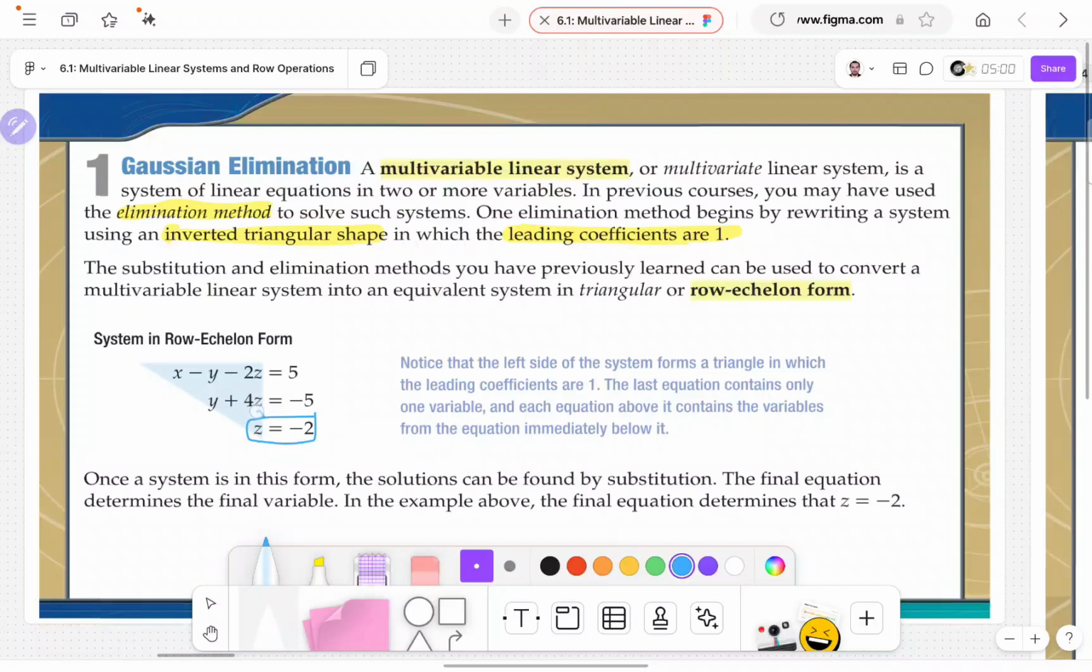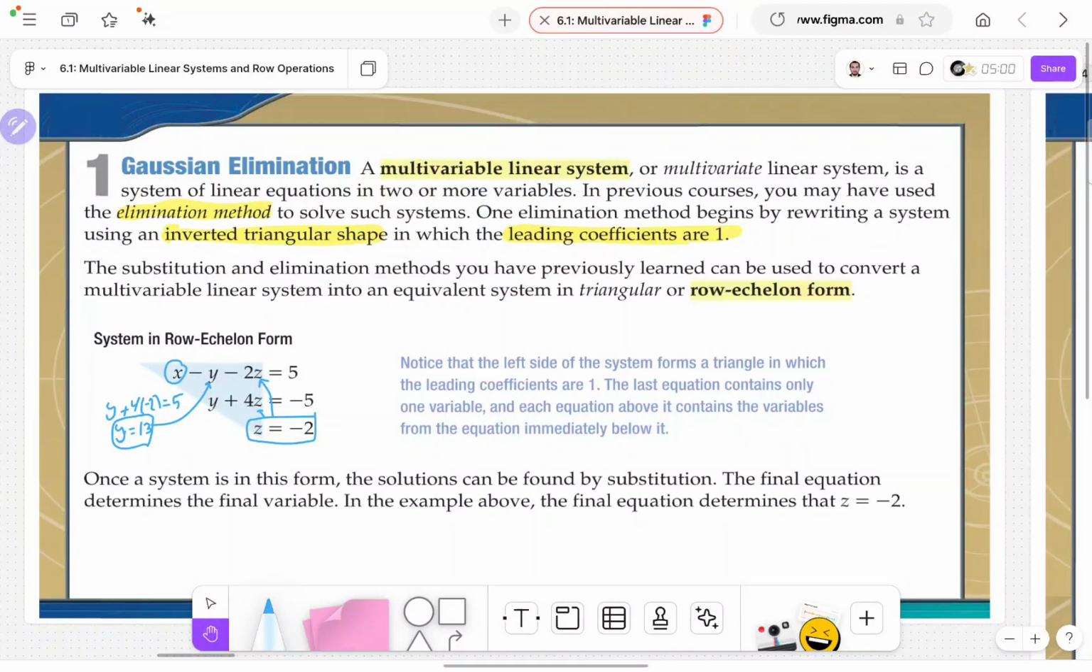Now I have z equals negative 2, I can substitute it here. So it will become y plus 4 times negative 2 equals 5. So I can find y: 4 times negative 2 is negative 8, then add 8 to the other side, so the answer is 13. Now I have y and z, then I substitute y here and z here again to find the value of x. So this is Gaussian elimination, where I find one of the variables, then by that I can find the others. Now, let's go to the second part.